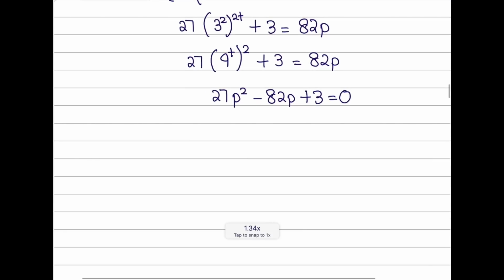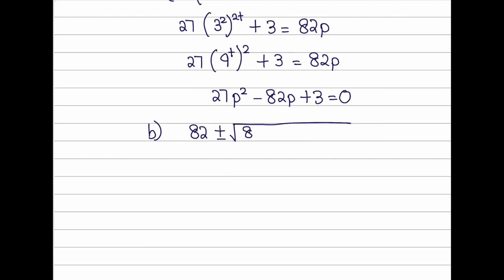Alright, so if I want to solve this quadratic, I would simply take my calculator and do negative b, which is 82, plus the root of b squared, which is 82 squared, minus 4 into 27 into 3, over 2a, which is 27. Right, so I'm going to write this down over here: 82 plus or minus the root of 82 squared minus 4 into 27 into 3, divided by 2 into 27.